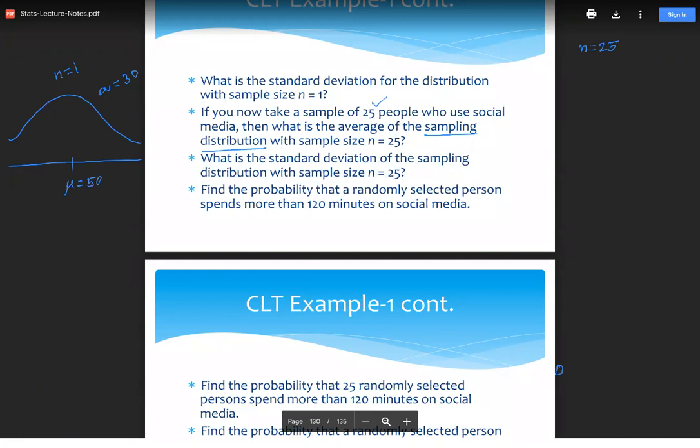First of all, what is the shape of the sampling distribution? Can you tell me, you guys? What is the shape of the sampling distribution? How does it look? Anybody? Bell shape. It is bell-shaped.